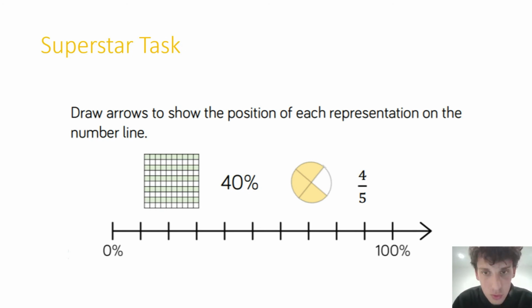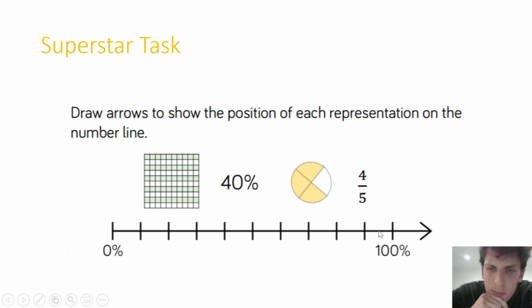So, superstars, this is your task, okay? Here you have a percentage timeline. It goes from 0% to 100%. Now, you've got a fraction here, you've got a percentage here, you've got a fraction here, and you've got a fraction here. Now, you need to work out where all of these things go on our percentage line.